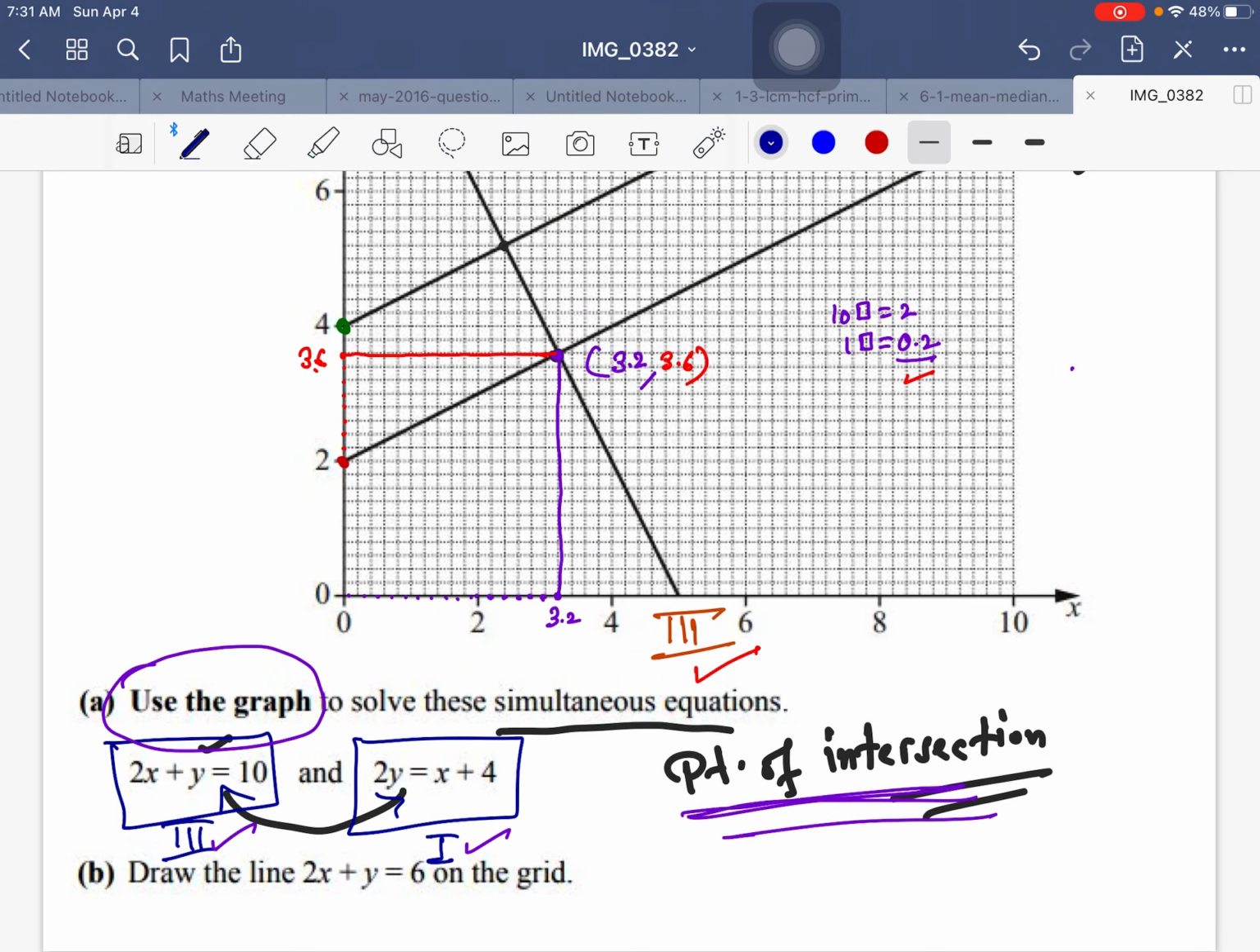We have to draw the graph of this line on the same grid paper. So see, draw the line on the grid paper. Very simple, students. The technique I teach you, we need to write it in the form y equals mx plus c.